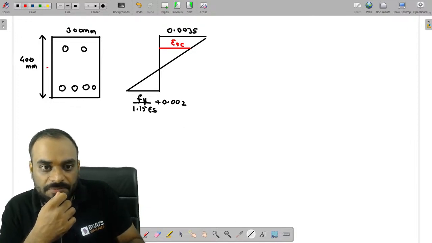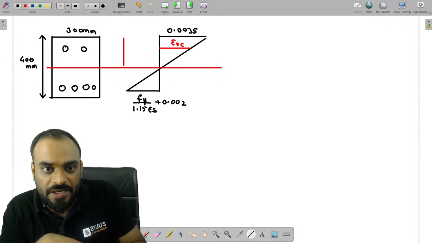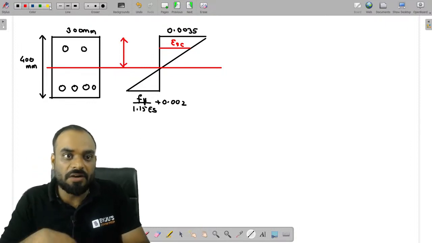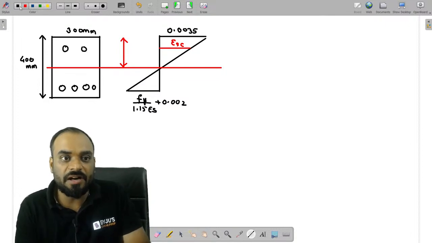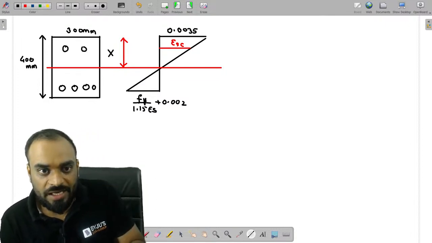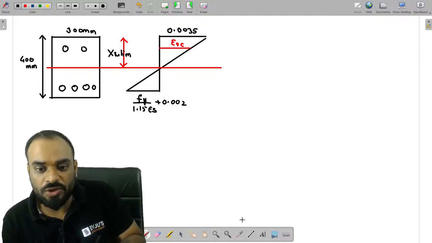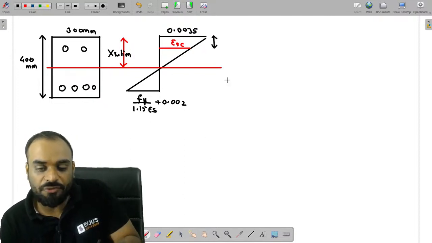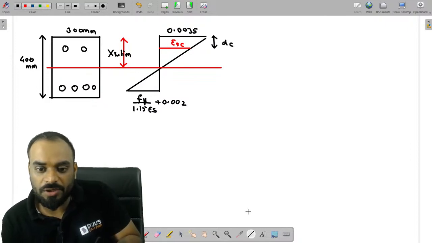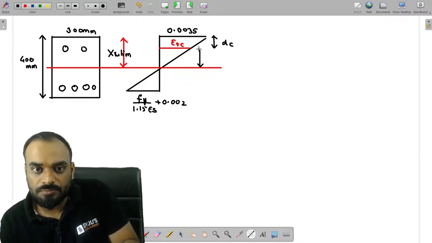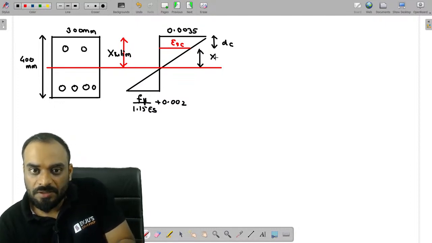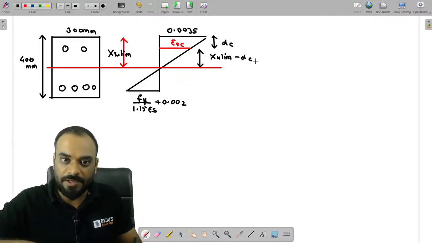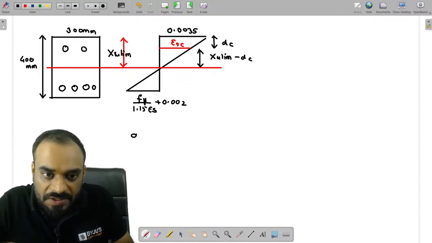Can we calculate it easily? Yes. You know, guys, how to calculate xu limiting, because our task is to calculate the ESC value for the limiting condition only. So let's calculate xu limiting first. If you know xu limiting, we need to subtract the effective cover for the compression reinforcement. Then we are able to get this particular distance also, which is xu limiting minus dc. Clear?